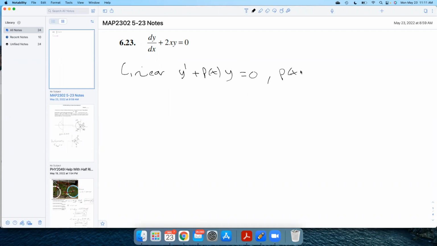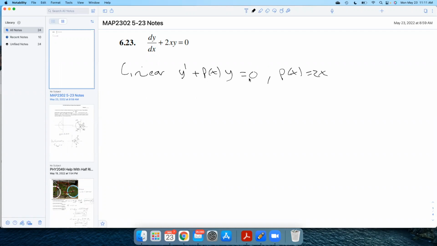And that p of x here is 2x. I don't care about this part. That doesn't have to be linear in x. That can be anything. Over here, we could have anything in x. To be linear, we need all versions of y to be to the first power.